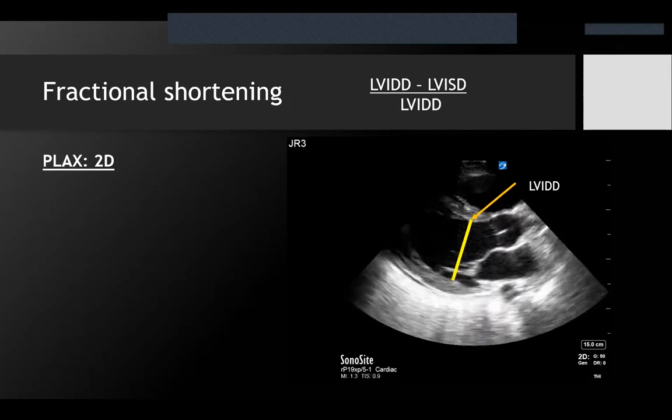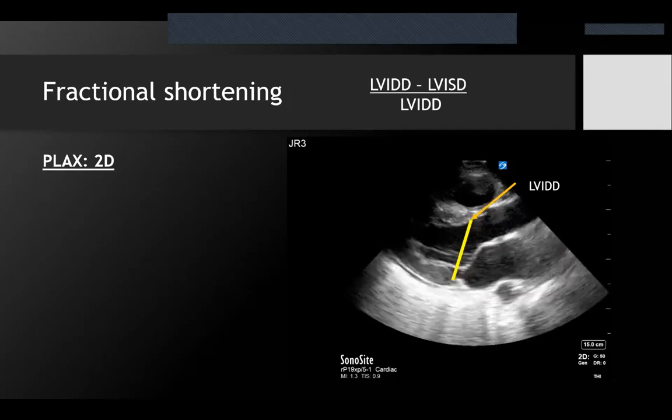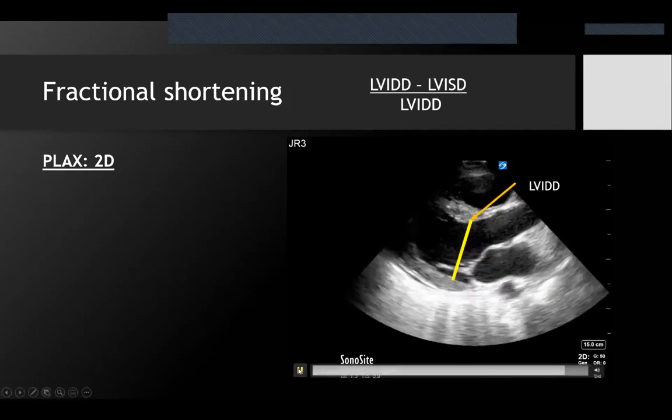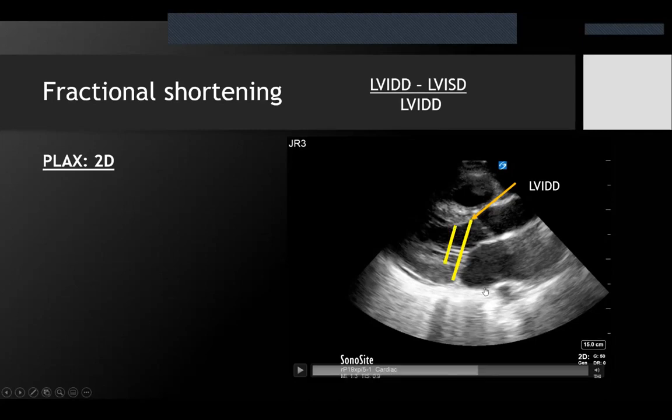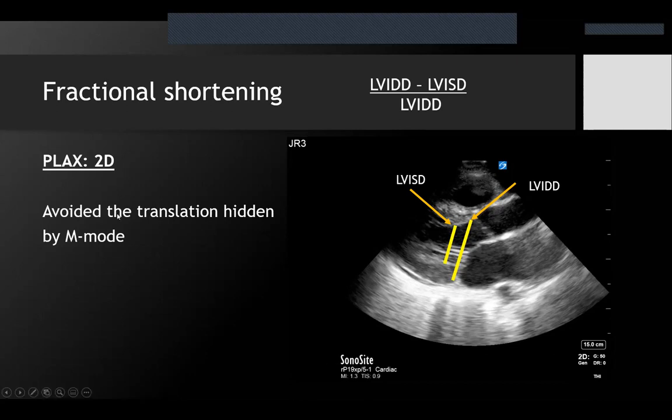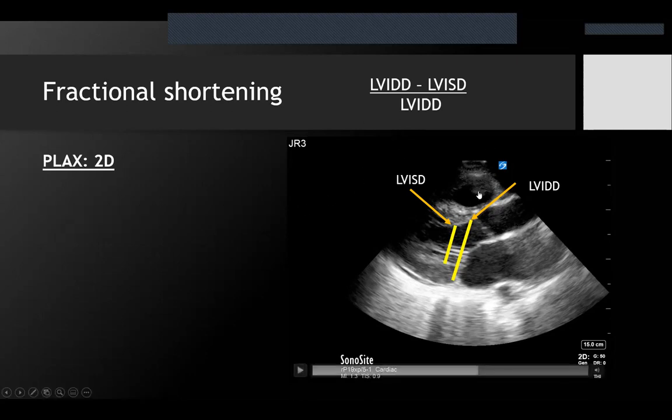Because not only is there myocardial thickening, but as I mentioned, there's myocardial excursion, right? So during diastole, during end diastole, your septum, which was previously here, is now here. And the correct way to measure would be here. This would be your LV internal systolic diameter. And using this, you can actually get a fractional shortening percent, right?